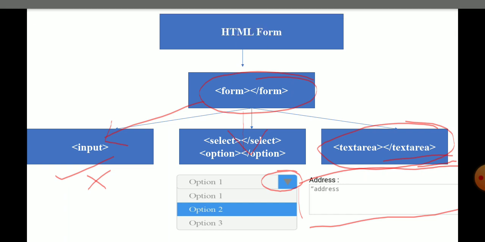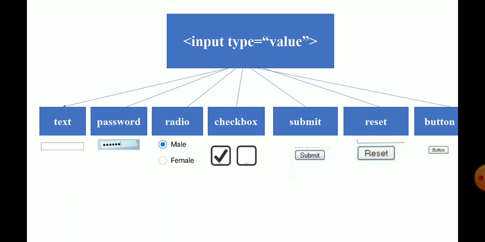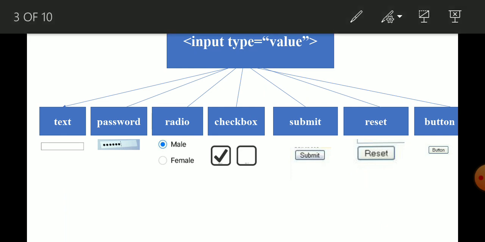Then we will move to the next. We will see here one by one how to display the input, right? So first is what? Input type. Here input type is equal to what? Value. Then which type of value can you specify? You can specify the text, password, radio, checkbox, submit, reset and button, right? Now if you want to enter a simple text, then we have to use input type equal to text.